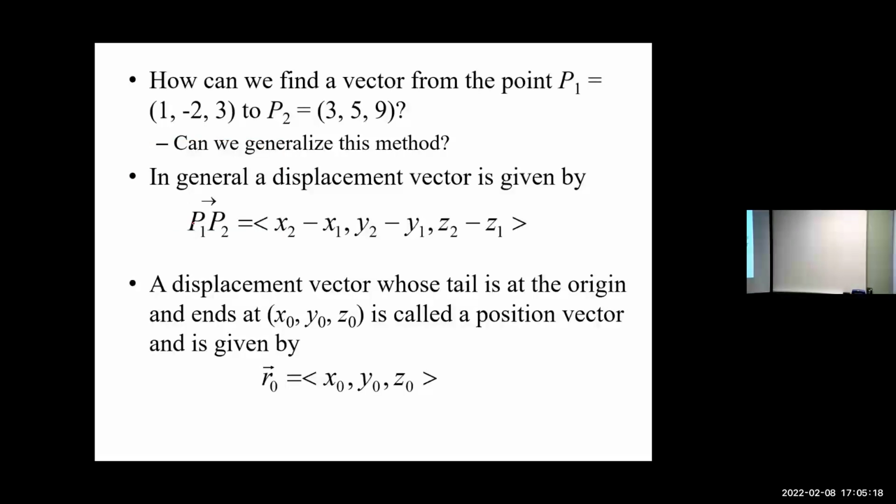And if you have a displacement vector where it starts at the origin, well, then the point that it ends at also makes up the components of your vector. So that's if you have one that starts at the origin. Because if you're starting at 0, 0, 0, you'd be subtracting zeros from the formula above.